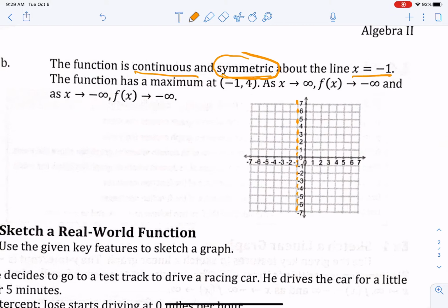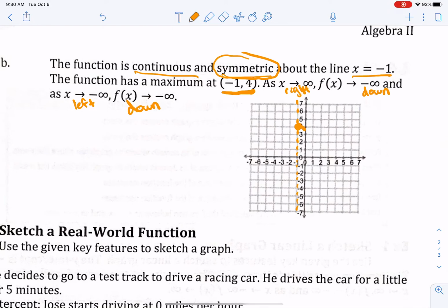Okay, the function has a maximum at (-1, 4). Okay, (-1, 4) is this dot right here. That's the highest point. And that's really all the information it gives me, except as it goes to the right, it goes down, and as it goes to the left, it goes down. So I know it goes through this point right here that's a maximum, and it's just going down on either side, and it has to look the same on both sides.